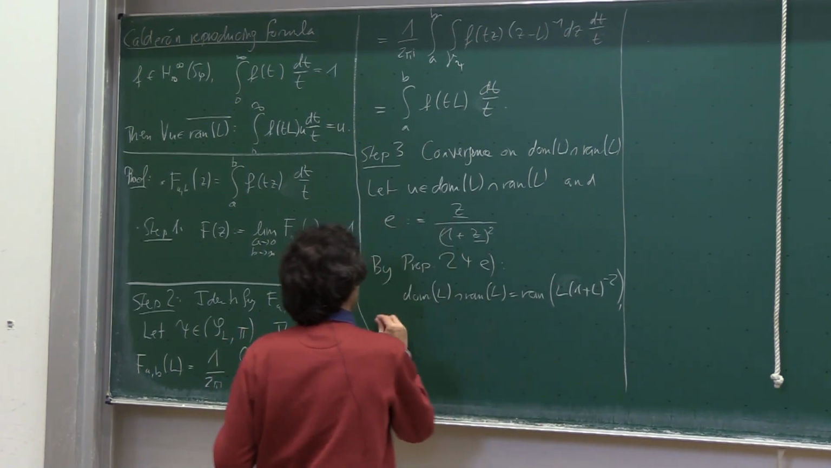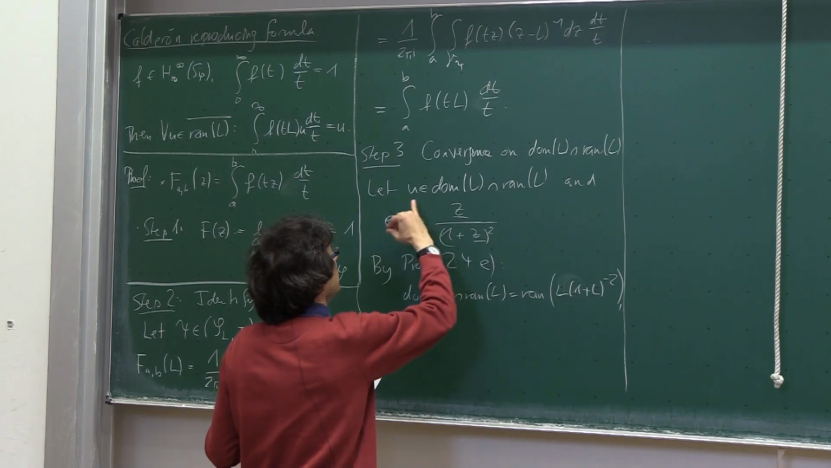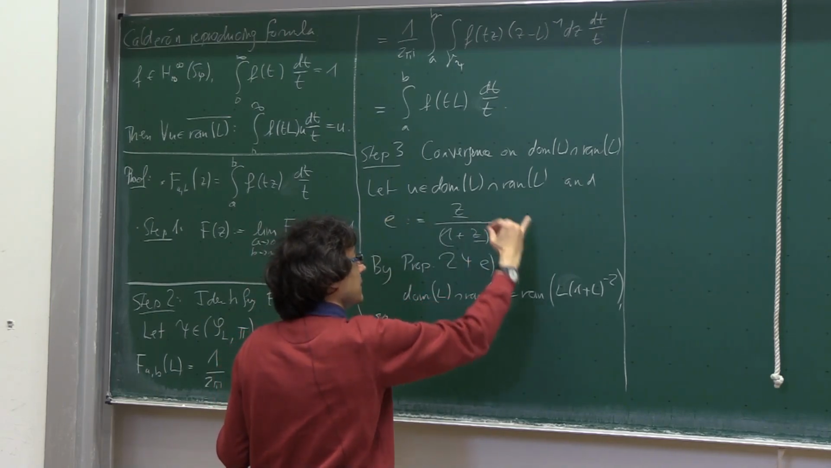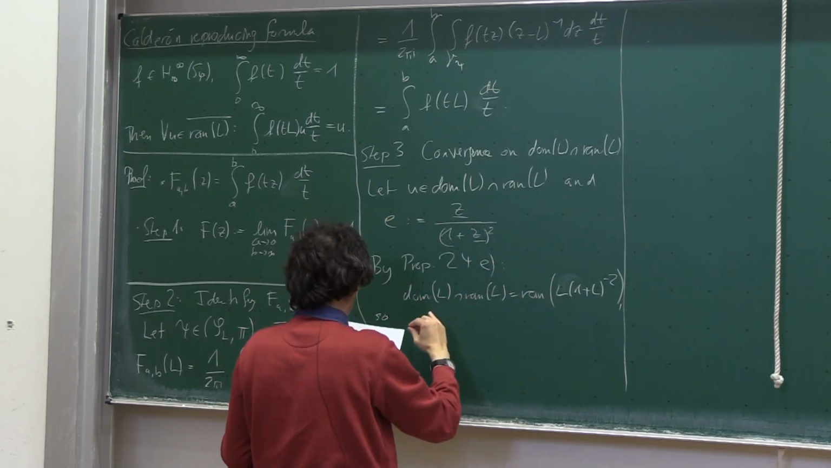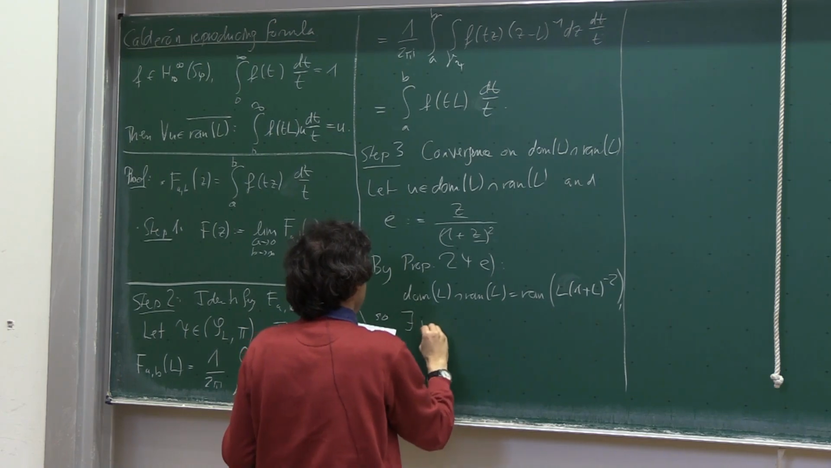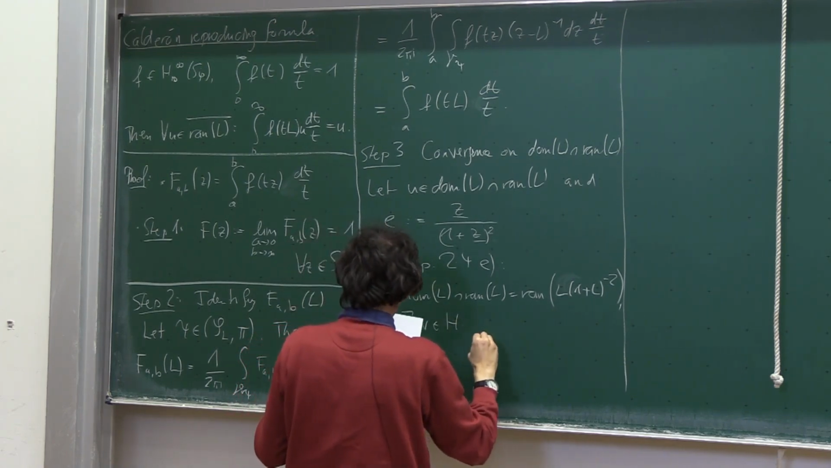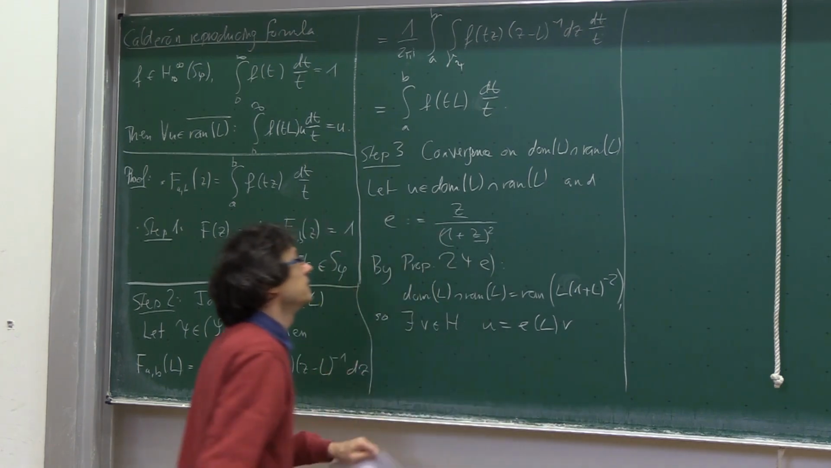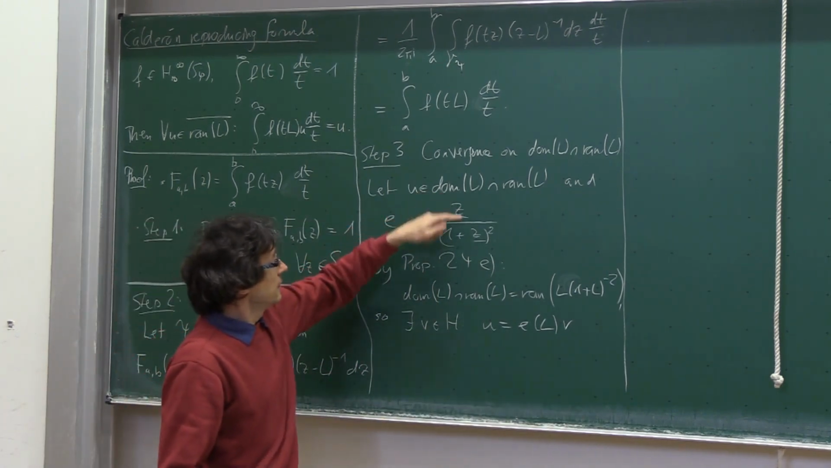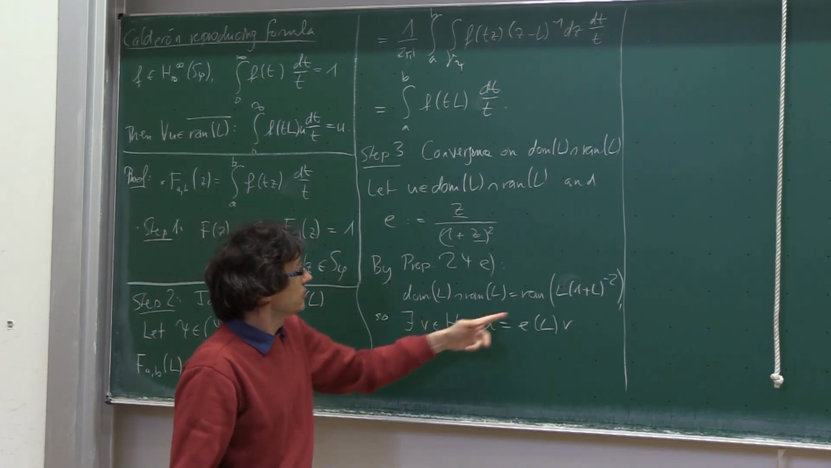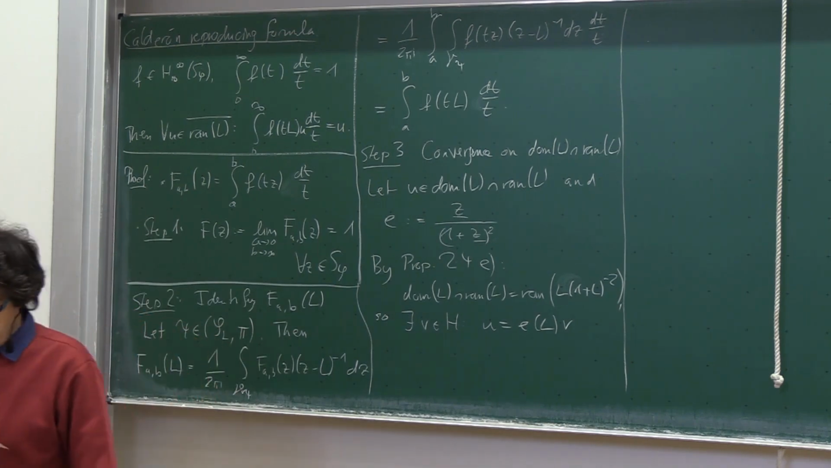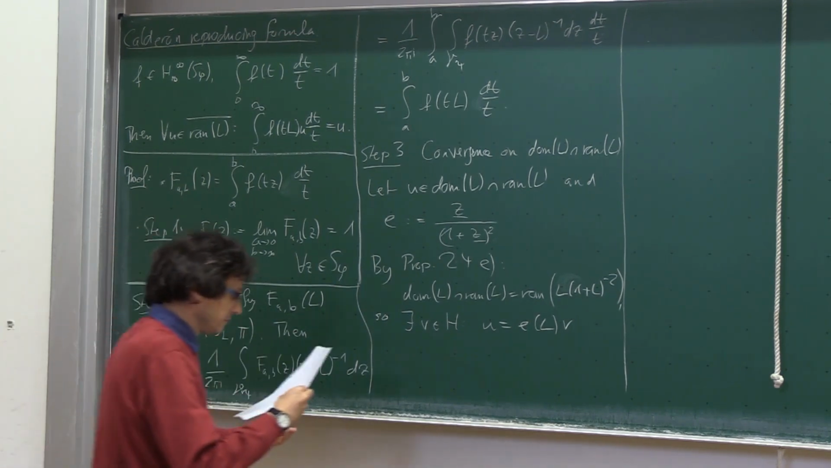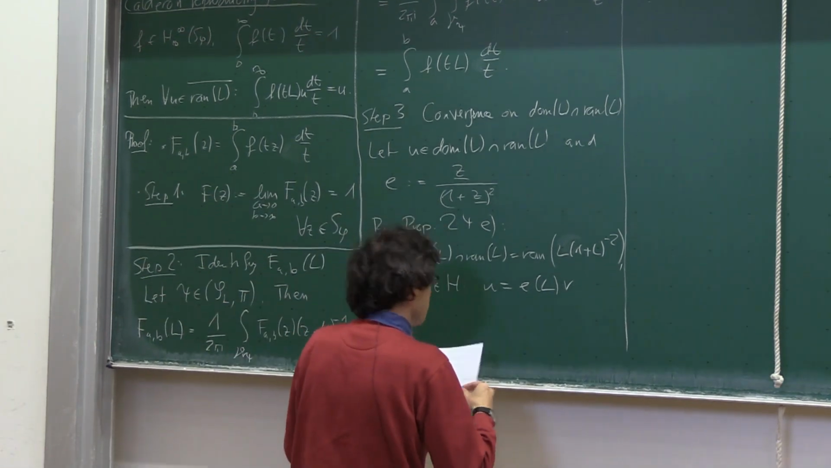Because what does that tell us? That tells us if our u is in this set, it is in this range, so we can take some v in H such that our u is e of L applied to v. So I plug in L here, apply this to v, and I get u, because u is in the range of this operator. Okay. And we will use this v.